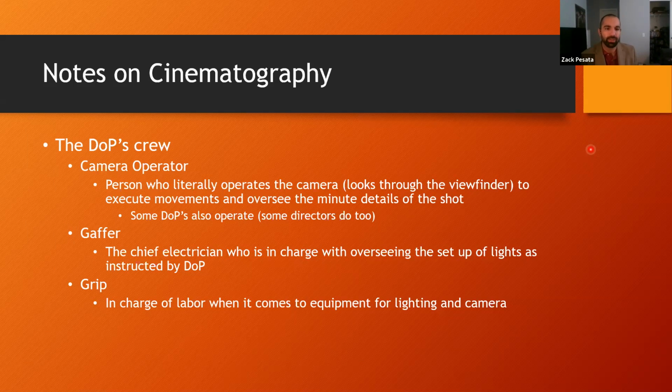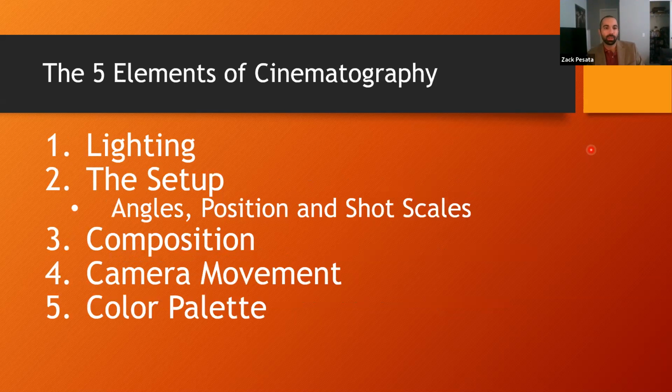Some director photographies operate, but most don't. Same with directors. Some directors use a cinematographer for lighting, but the director actually likes to operate the camera themselves. It all depends. A gaffer is the chief electrician who is in charge of overseeing the setup of lights as instructed by the director of photography. And then the grip is in charge of labor when it comes to equipment for lighting and camera.